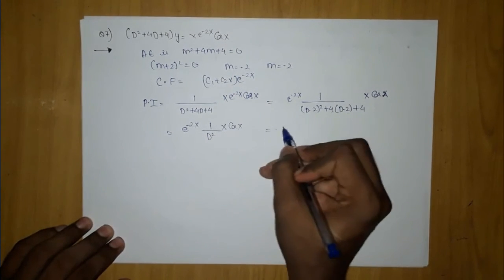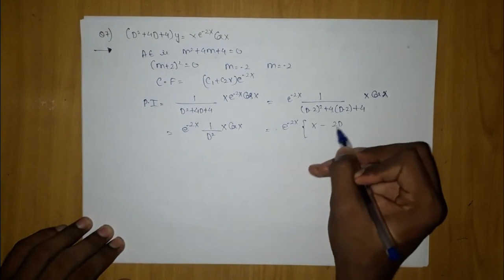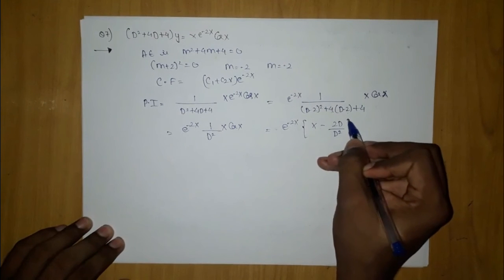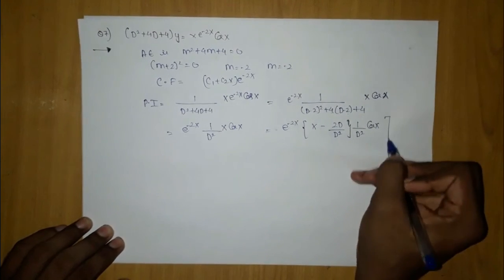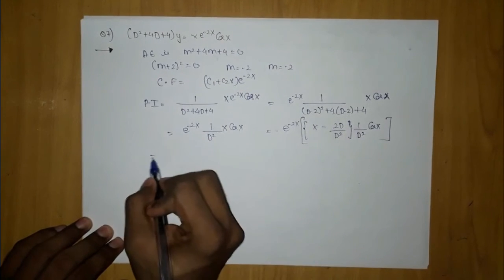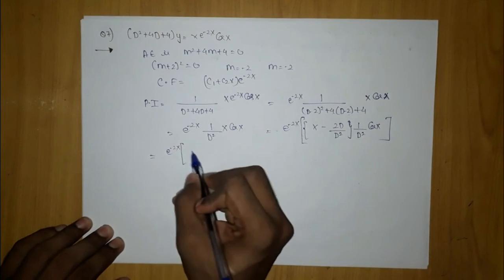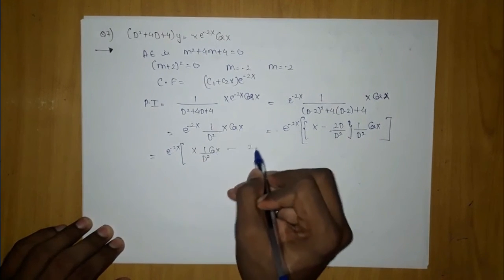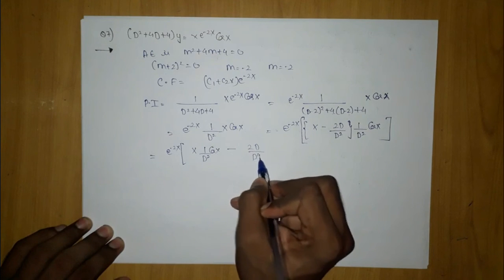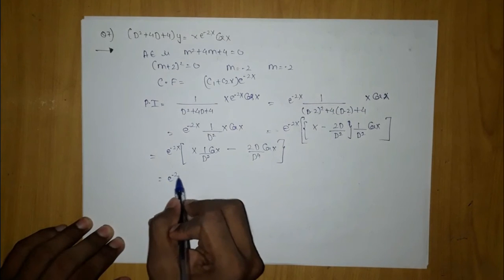We are going to apply the type 6 rule here, which is x minus 2D by D², 1 by D² into cos x. After this, e^(-2x) will be as it is, x times 1/D² cos x minus 2D/D⁴ into cos x, e^(-2x).